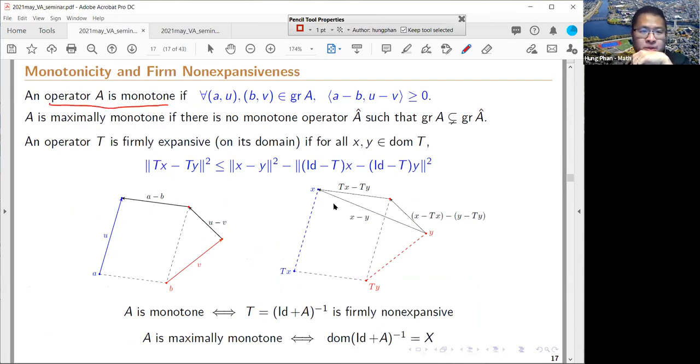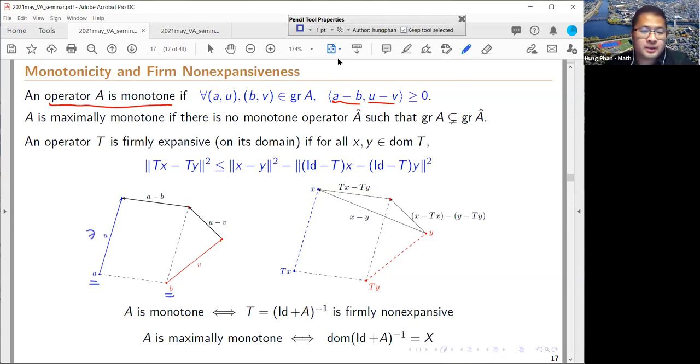An operator is monotone if the inner product between two points on the graph, that is the difference between two points A and B, inner product with the two images, U and V, is greater than or equal to 0. So I make a simple graph to illustrate what happens with the monotone operator. Suppose you have two points, A and B. I'm going to use different colors. So we have point A and B. U and V are the images.